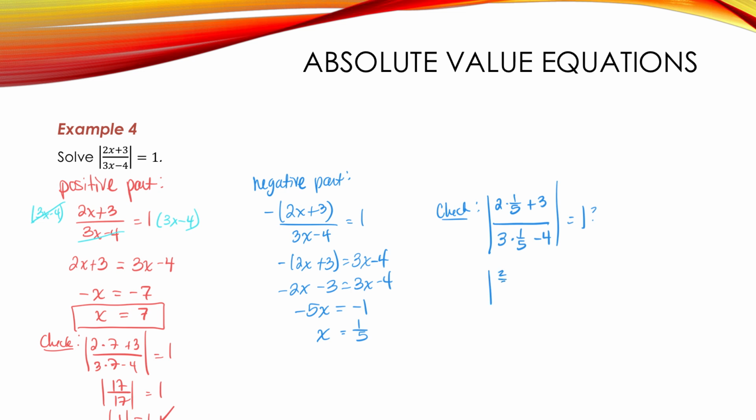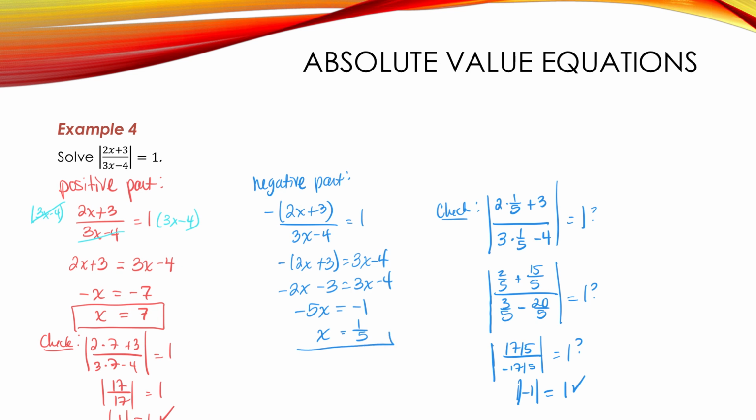We'd end up with 2/5 plus 3, which is the same as 17/5 in the numerator. The denominator, we're going to have 3/5 minus 4, which is the same as negative 17/5. And does this equal 1? Well, that is 17/5 over a negative 17/5. So does that equal 1? Well, that's the absolute value of negative 1, and it does in fact equal 1. So 1/5 is also a solution.